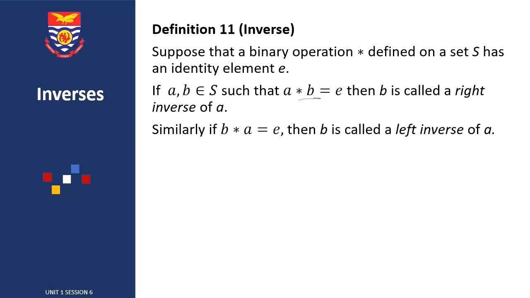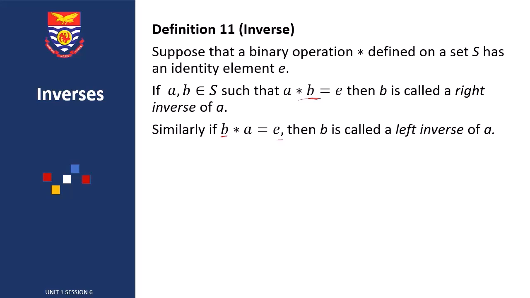B is called a right inverse of A. When A operates on its inverse, you get the identity element. Likewise, if B operates on A, we get the identity element, then we call B a left inverse of A. When the identity element, the inverse, operates on its objects, then the result is the identity element.